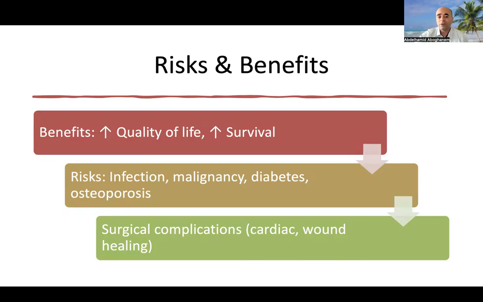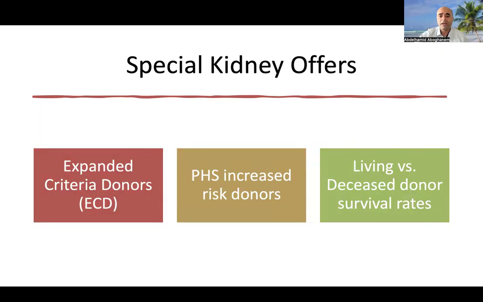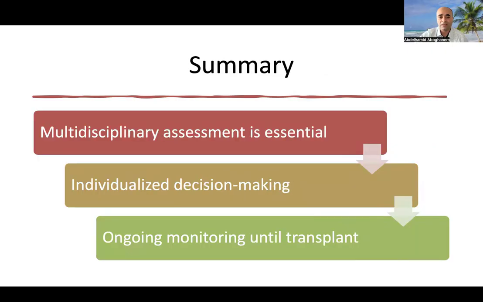And risk benefit, how to discuss with your patient what is the risk benefit, quality of life, survival, risk for infection, malignancy, diabetes, osteoporosis, surgical complication, cardiac complication, wound healing. All this risk benefit we will speak about in details in the next videos. And the special kidney offers, what is the difference between ECD, SCD, and living and deceased and high risk donor and infectious disease risk donor. We will speak all about this in details in the next videos.